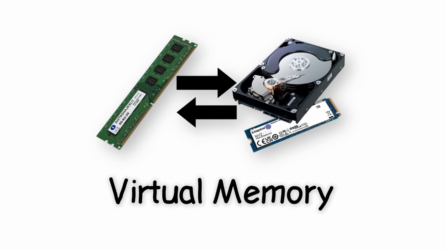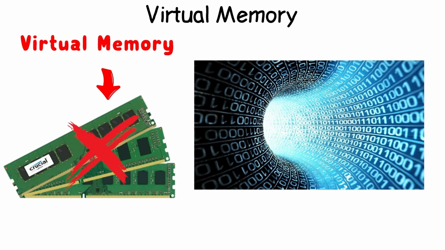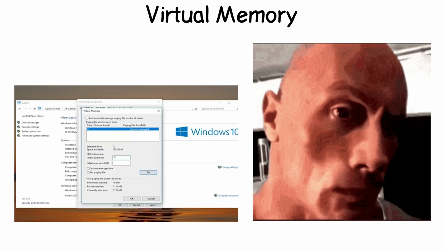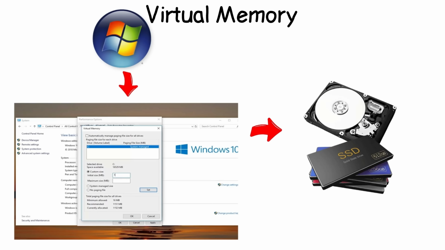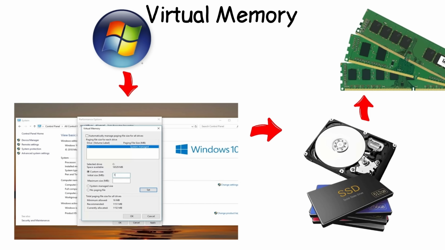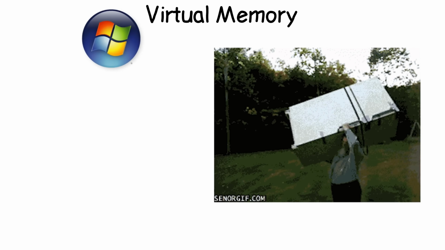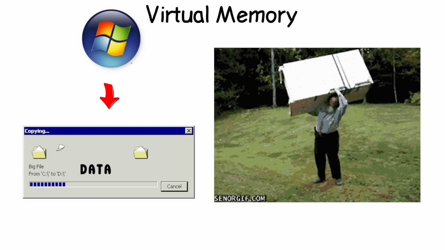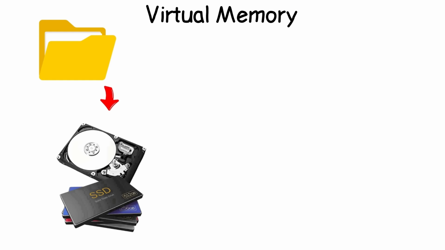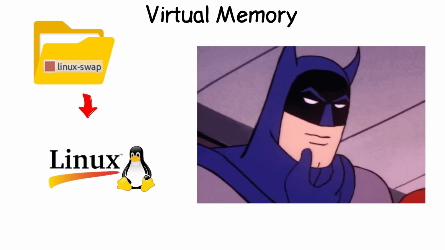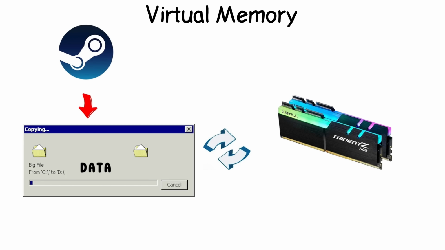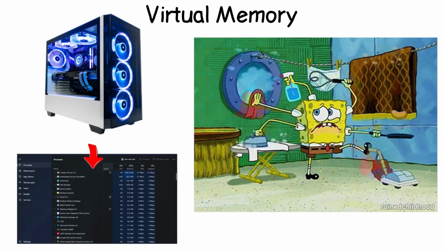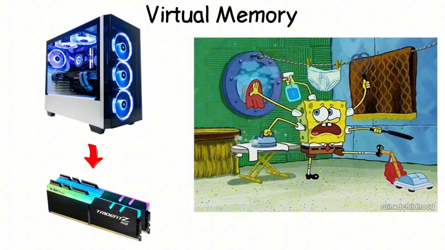Virtual memory. Virtual memory is not a physical chip. It is a system managed by the operating system that uses part of your storage drive as if it were extra RAM. When your RAM fills up, the operating system moves the least recently used data to a special file on your drive, called a page file on Windows, or a swap file on Linux. When a program needs that data again, it gets swapped back into RAM. This lets the computer handle more tasks than its physical RAM could support on its own.